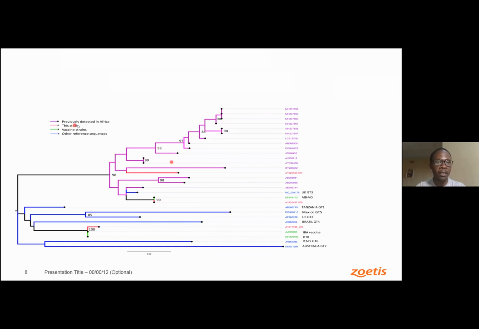And then if you look at what we found in this study, we found 3 different strains. We have one here, we have one here, and then we have one here that has never been found before. Then if you look at the vaccine strains, we have 3 vaccine strains, 1, 2, and then 3. Then other reference strains, we have a lot of them also.